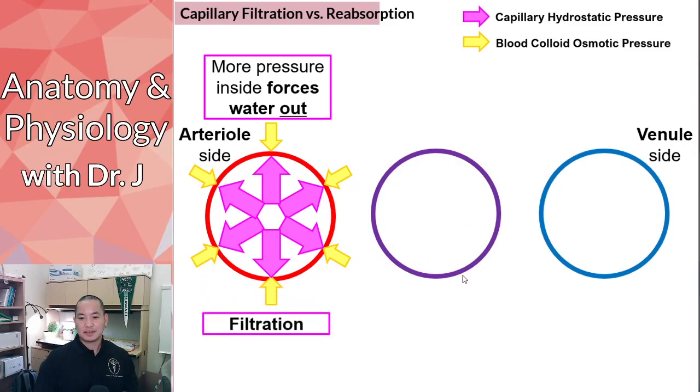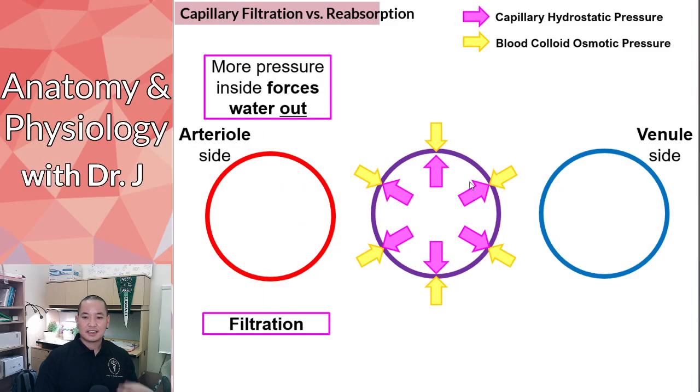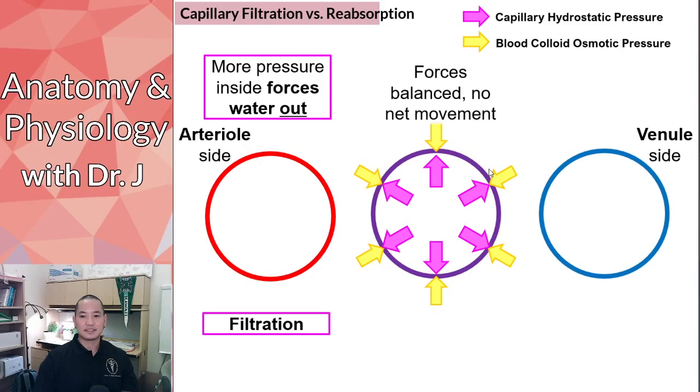So this is what we have here. We have filtration. Now in this image, the yellow and purple are about the same. So when these two forces are evenly matched in terms of pressure, when CHP is roughly equal to BCOP, well, the forces are balanced. There's no movement. Now, does that mean there's no movement whatsoever?